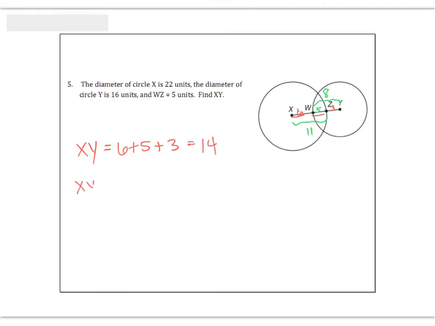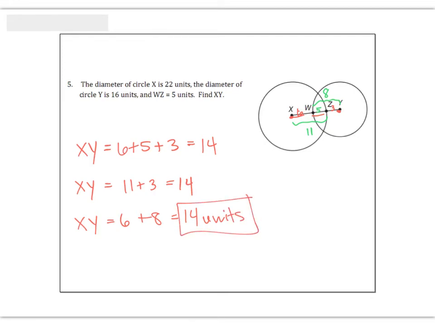We could also do the distance is 11 plus 3, which is 14. We could also do 6 plus 8, which is 14. So basically you want to add all the distances between the x and the y. So 14 units is your answer. You could use any of these choices to get there. You only have to do one way, not all three ways.